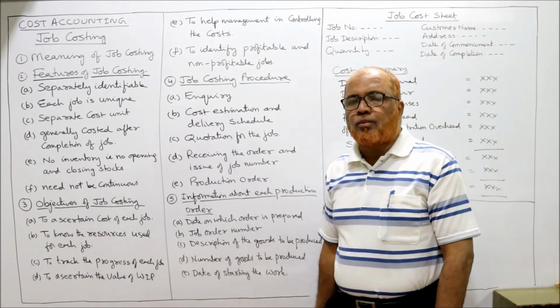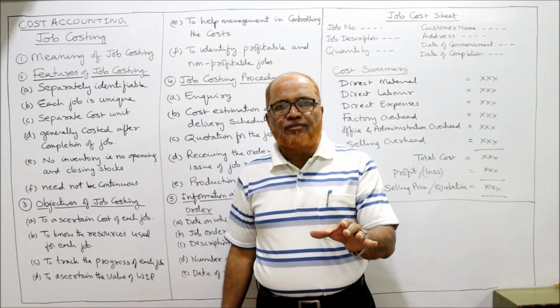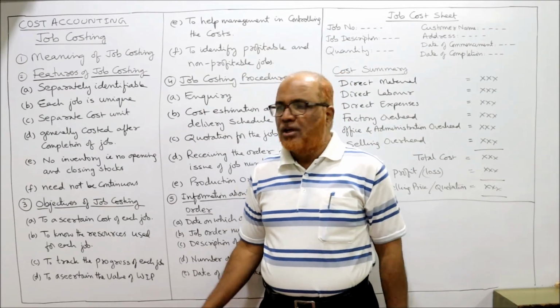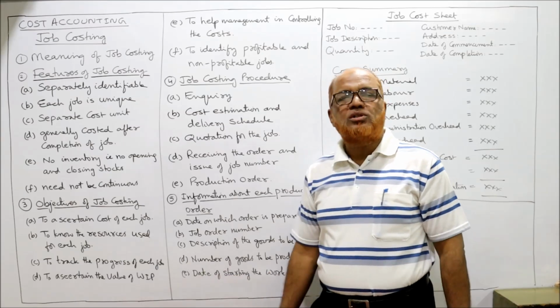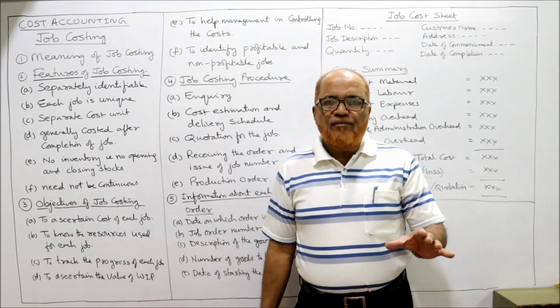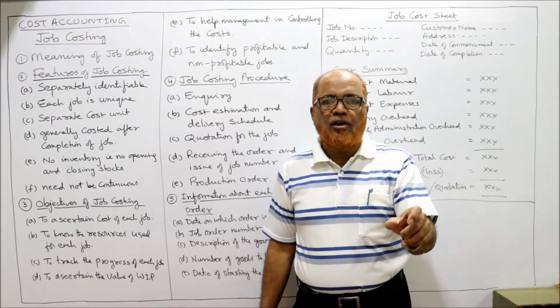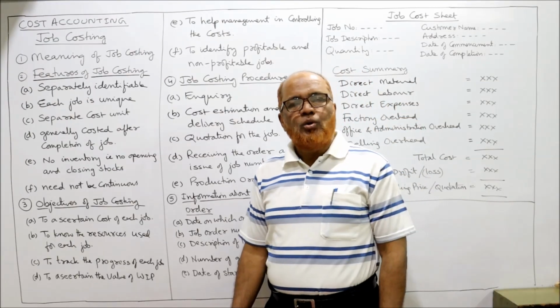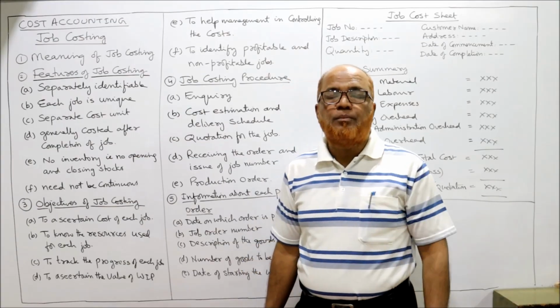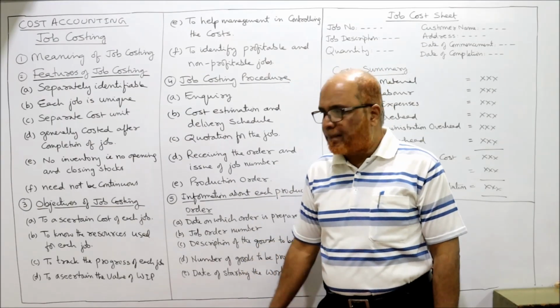Now, objectives of job costing. What is the objective of the costing of jobs? The first, to ascertain the cost of each job. Every producer wants to find out what is the total cost incurred on a particular job. To find out the total cost, we need a job cost sheet for every job.